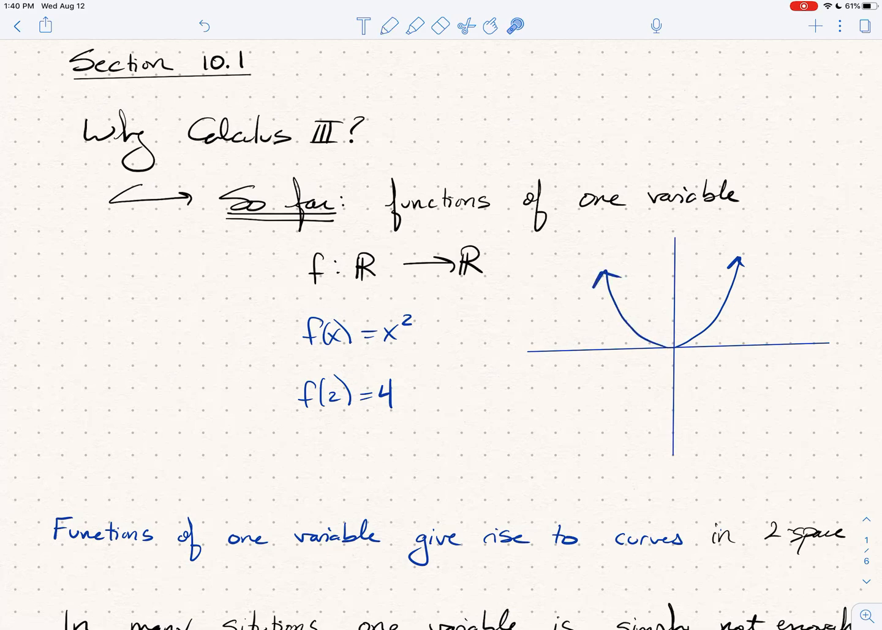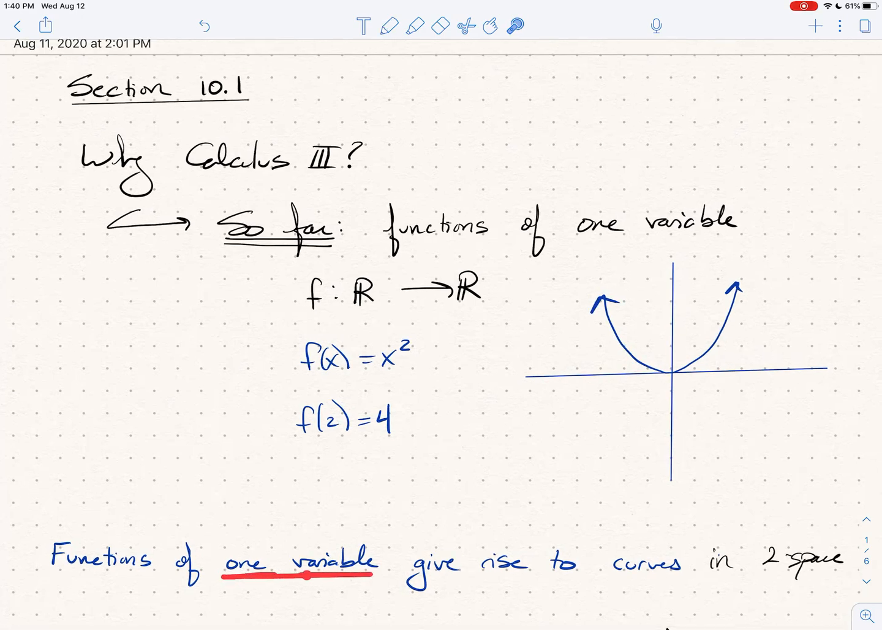And so I want to highlight that functions of one variable give us curves, two-dimensional curves. So curves in two space. All right, two space just means two dimensions. So one dimension, two dimensions, there we go.